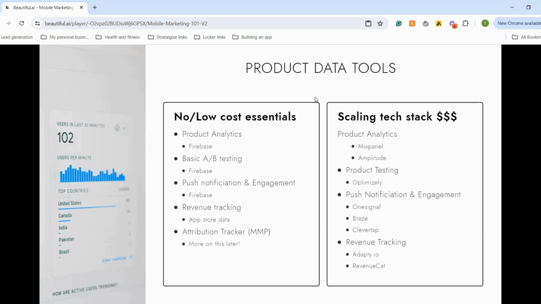And then once you're starting to scale up your operations and you're starting to get a little bit more sophisticated with your tracking, some tools that would be really great to incorporate on the product analytics side are a tool like Mixpanel or Amplitude.